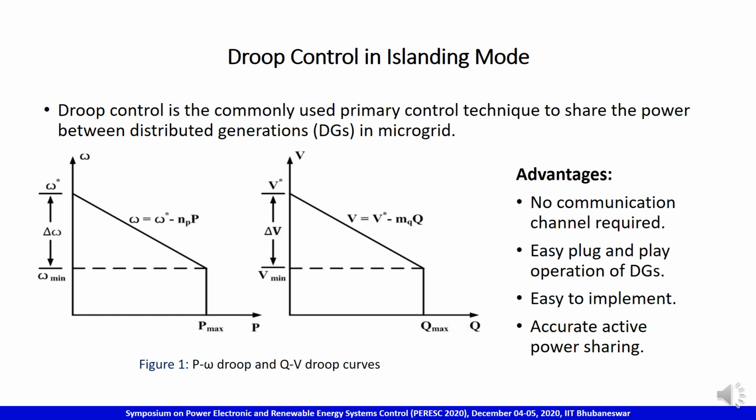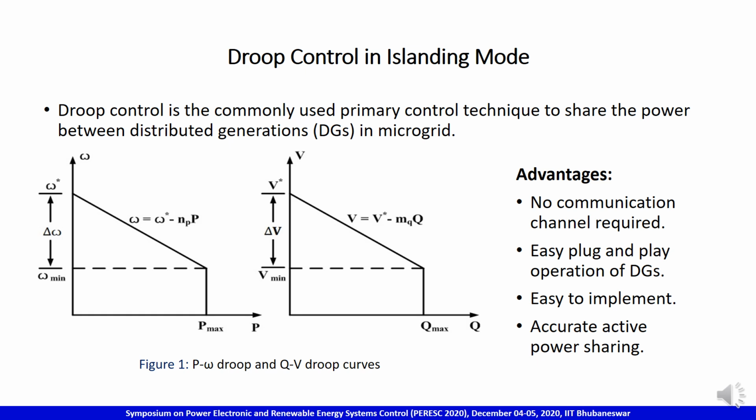Among the primary control techniques, the droop control technique is the widely accepted technique and commonly used in microgrid control. Droop control facilitates proper load sharing among DGs according to their ratings by making adjustments to the output frequency and voltage. It has various advantages. First, no communication channel is required among the DGs.